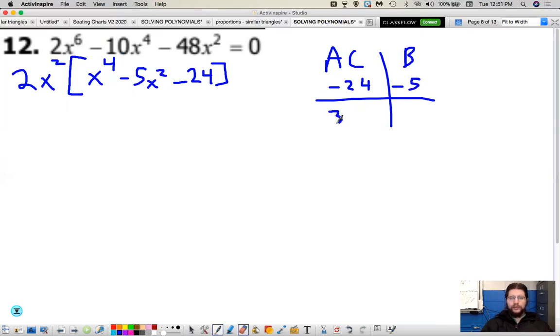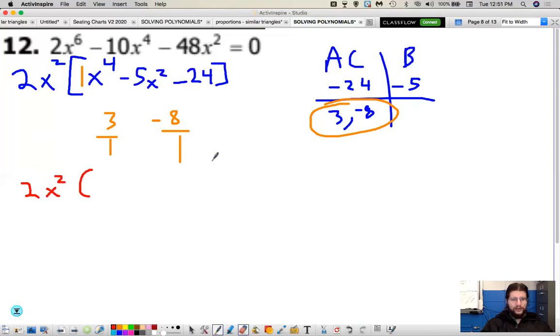So 8 and 3, because I know my math facts. And which one needs to be negative? The bigger one. Boom. Take those, put them over A. A is 1. Look at the factored part after the GCF. 3 over 1, negative 8 over 1. So I'm going to go ahead and bring this thing right here down.